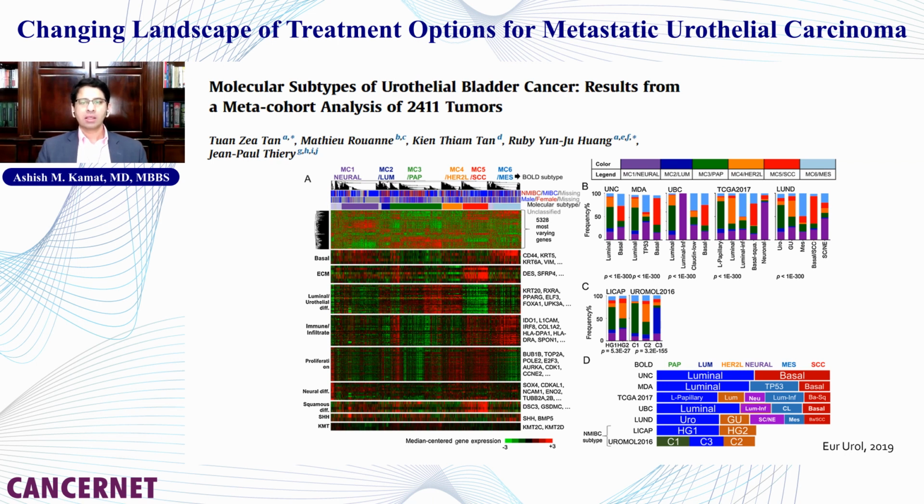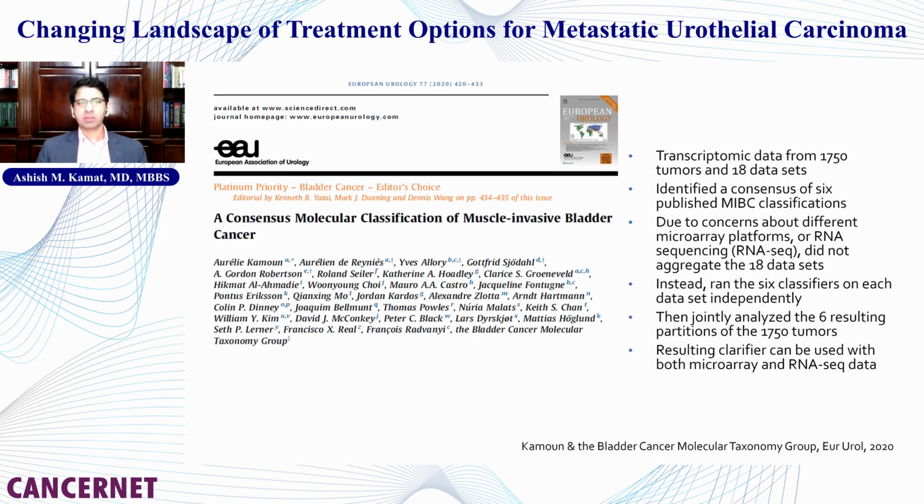So the groups came together, and in 2020, this was published, but this happened a few years before, came up with a consensus molecular classification of muscle-invasive bladder cancer using the data from 1,750 patients in 18 different data sets. And this was done in a well annotated fashion, and of course, using all the appropriate safeguards and safeties to make sure that this is replicable by different groups.